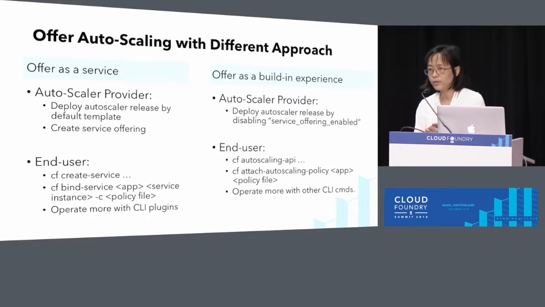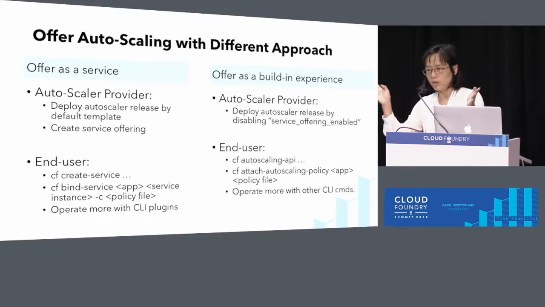Then for the end user, they need to create a service instance of AutoScaler and then bind the service with a policy. And anyway, they can still use the CLI. Yeah, one, it is offered as a service. We will ensure it works, looks like a service. That means you can only attach the policy after the service binding is created. And when you unbind the service, the policy is deleted. Or the policy lifecycle is limited within the service lifecycle.